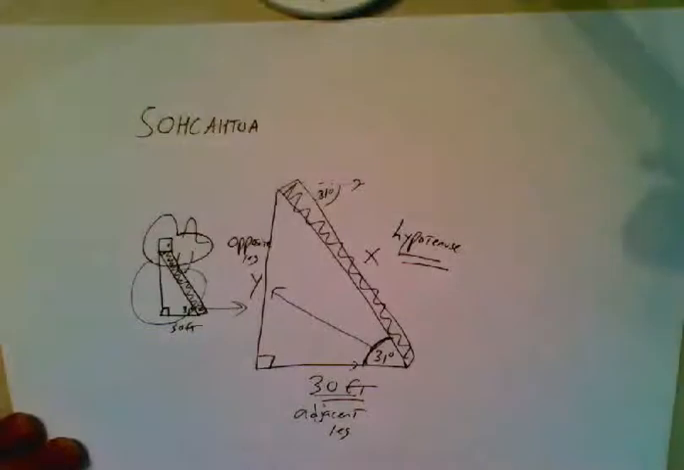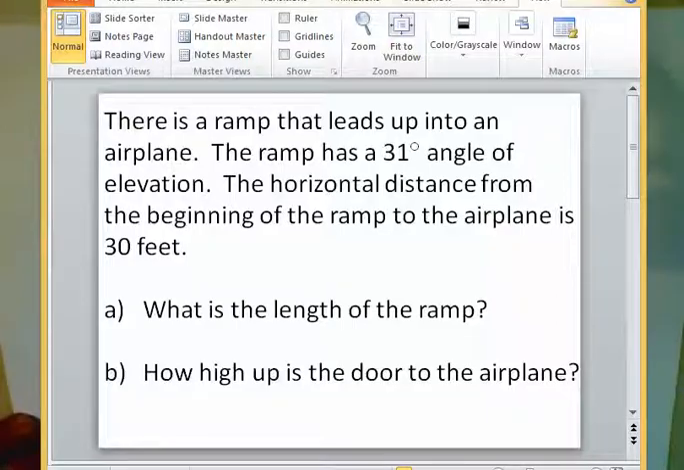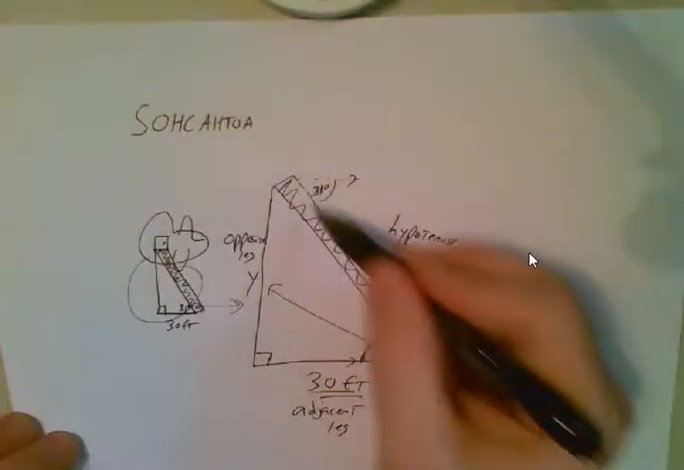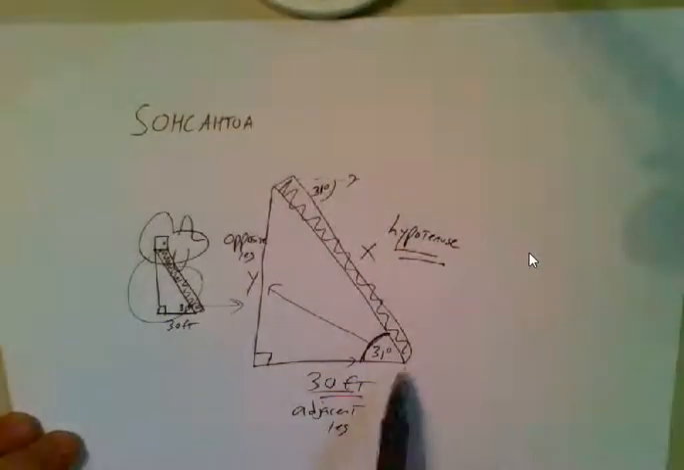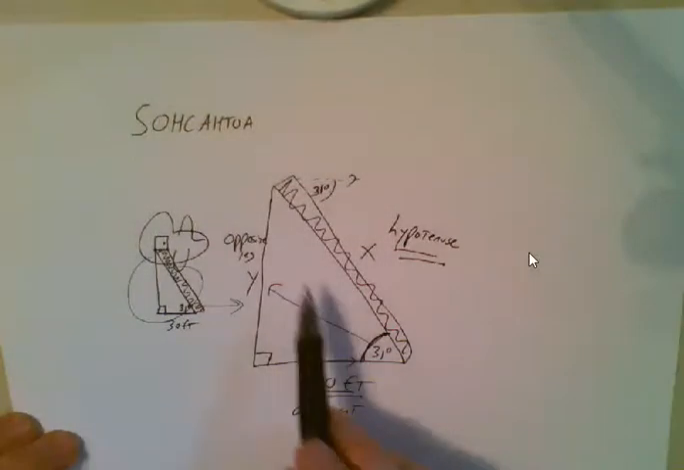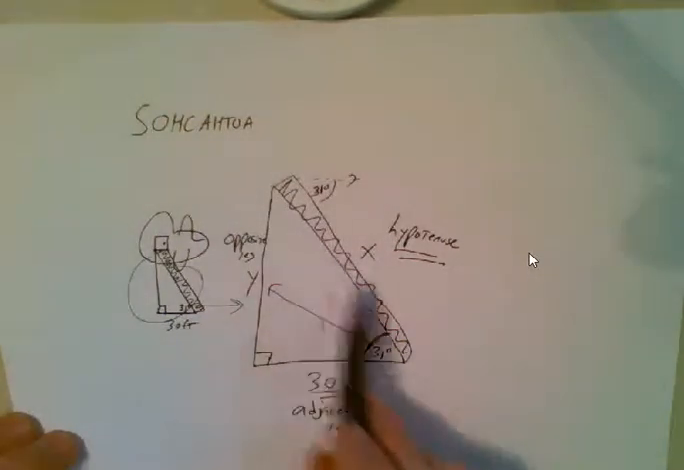If you look at the question again, part B says find the height. So I'm just going to pretend that's not even there. What is the length of the ramp? I'm just focusing on the length of the ramp, which is the hypotenuse. So I need to use the 30 feet, which is the adjacent, and I want to try to find the hypotenuse, which is my x.